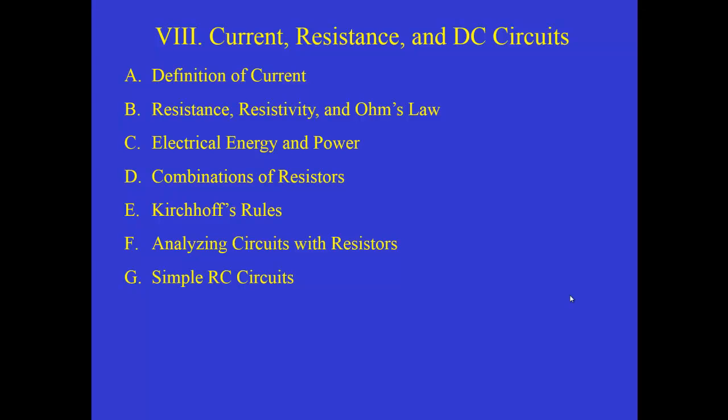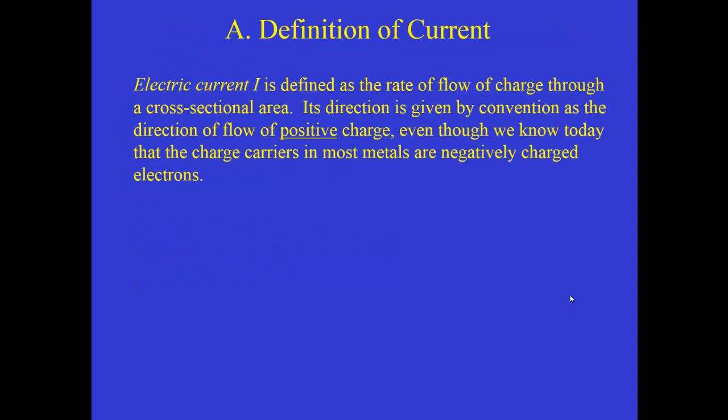Today we're going to be defining some new quantities and preparing to be able to analyze the behavior of batteries and resistors in simple direct current circuits. So we'll begin with the definition of electric current. Electric current is related to charge, but electric current, as the name might imply, is defined as the rate of flow of charge through a particular cross-sectional area of a wire or some kind of circuit device.